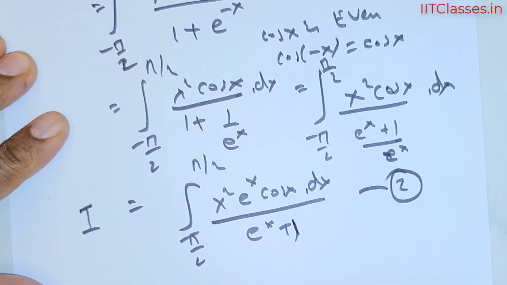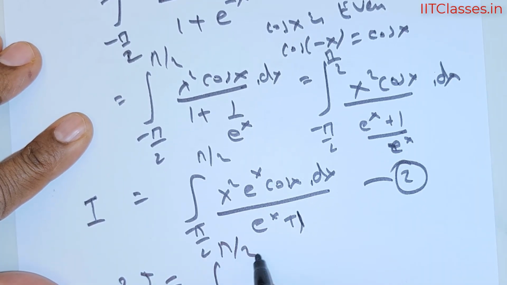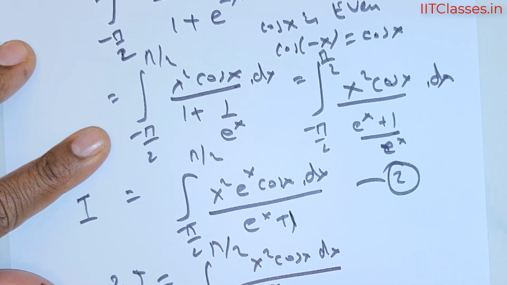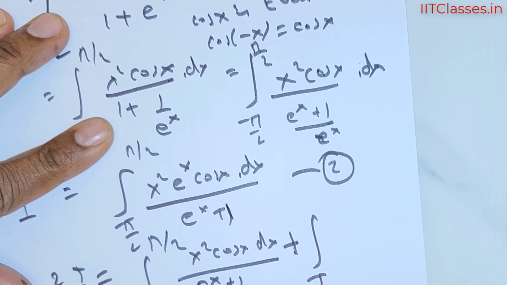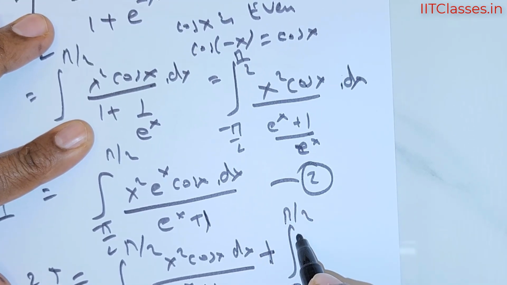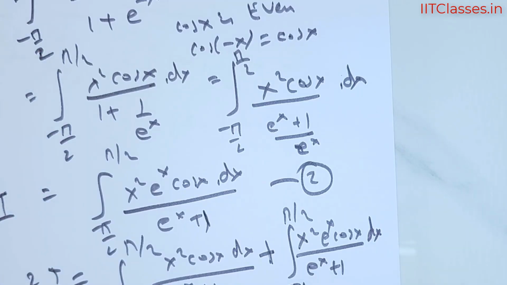Adding 1 and 2, I will get 2 times I is equal to integral negative pi over 2 to pi over 2 x squared times cos x dx divided by e raised to the power of x plus 1, plus the second integral negative pi over 2 to pi over 2 x squared times e raised to the power of x cos x divided by e raised to the power of x plus 1 times dx.